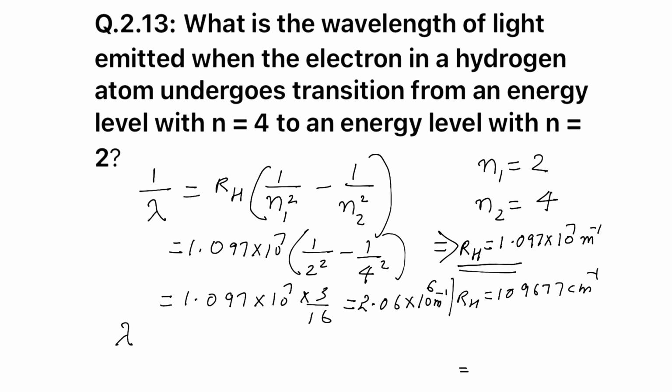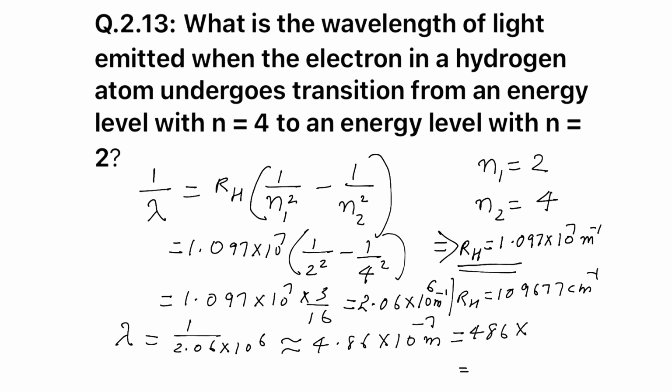Then lambda, taking a reciprocal of that, which means 1/(2.06 × 10^6). You are almost getting like 4.86 × 10^-7 meter. Now if you want to represent this in nanometer, do like this: 486 × 10^-9 meter. So it becomes what? 486. 10 raised to minus 9 means what? Nanometer. Okay, right? Okay, that's it.